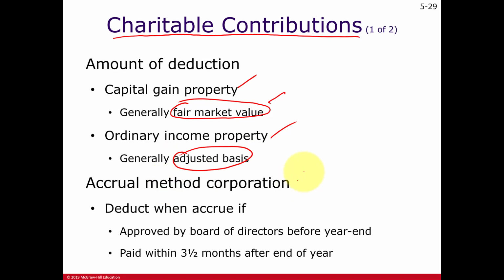Here's a special rule in the case of accrual basis taxpayers. If you have pledged a contribution at the end of the year and it's a big amount, you would accrue it, but you cannot deduct it unless it's approved by the board of directors of the corporation, and you actually pay it off within 3.5 months after your year is over. Most times, when you accrue stuff, you pay it within a couple months, but here they're making sure you pay it off within 3.5 months after the year is over.